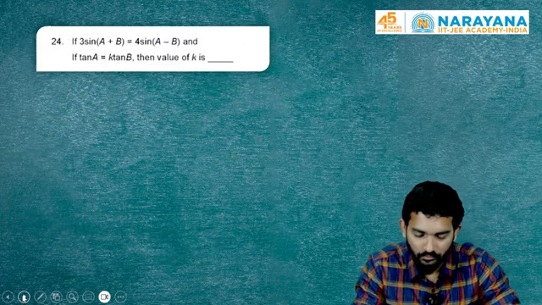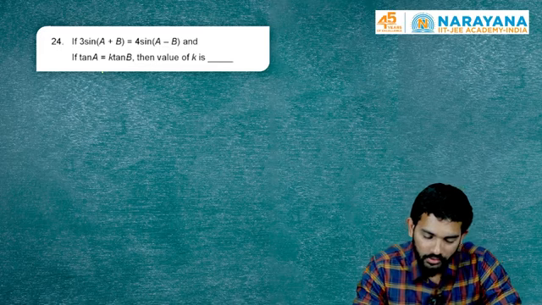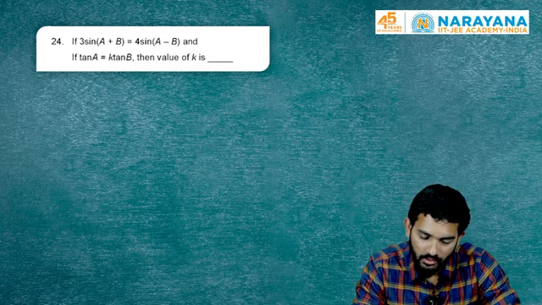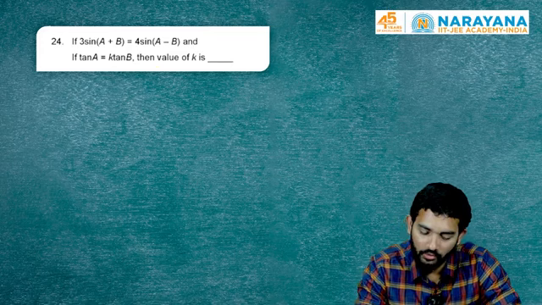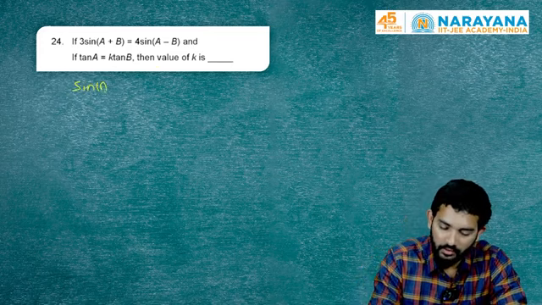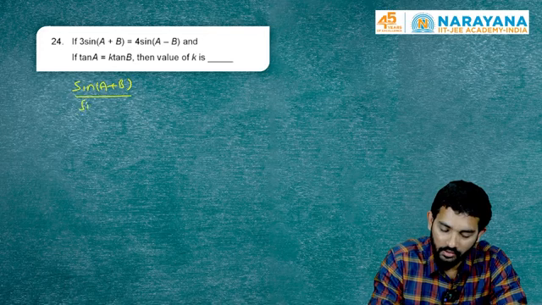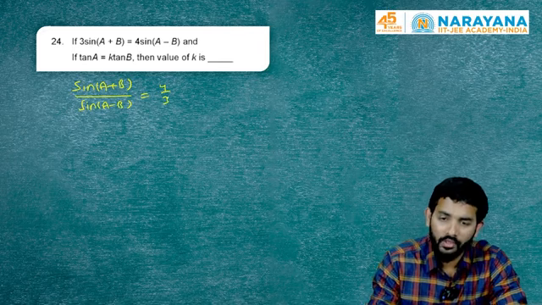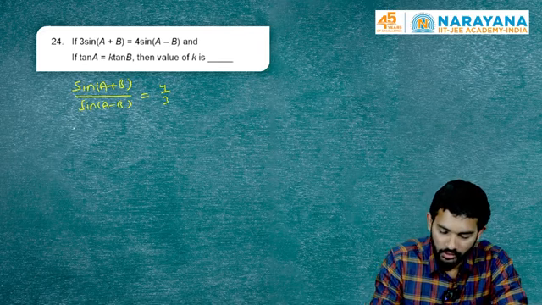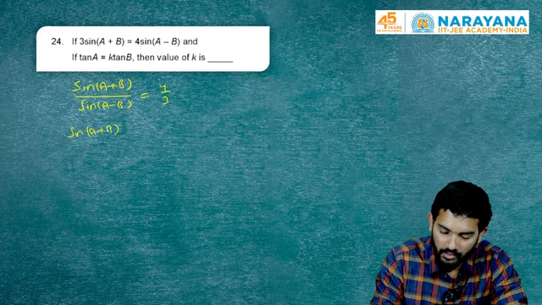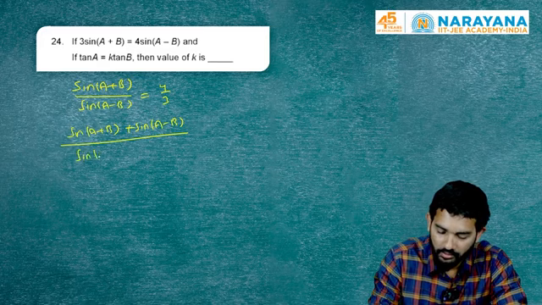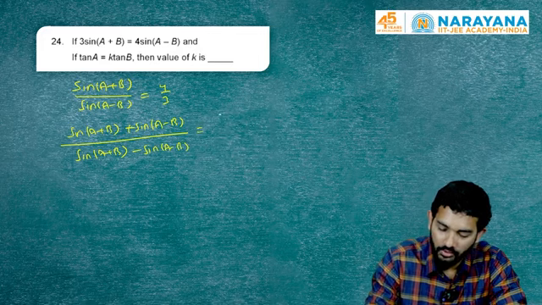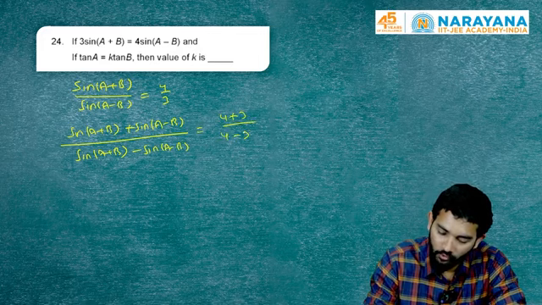Next question, based on trigonometry. Given 3 sin(a + b) = 4 sin(a − b), and if tan a = k tan b, then the value of k is. So I'll write sin(a + b) / sin(a − b) = 4/3. If I apply componendo and dividendo, then what I'll get? (sin(a + b) + sin(a − b)) / (sin(a + b) − sin(a − b)) = (4 + 3) / (4 − 3).